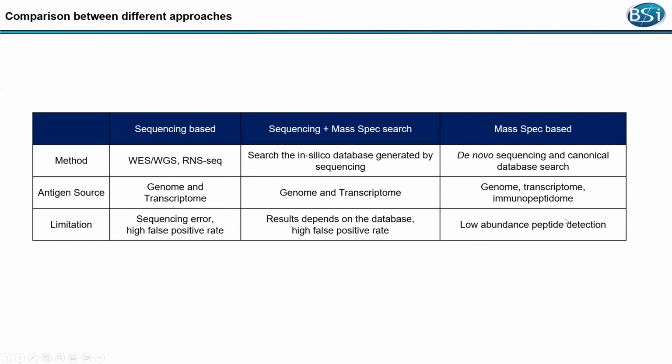Another method is directly mass spec based. With the mass spec based method, we can directly identify peptides presented by MHC molecules, and by de novo sequencing with our method, without the need of a database, providing more accurate and experimental data on new antigens. The limitation of this method is the detection of low abundance peptides. More sensitive instruments and experimental procedures are required for the mass spec based method.